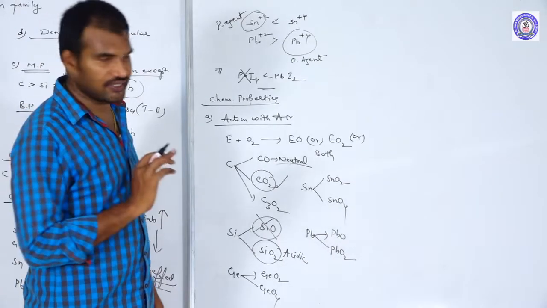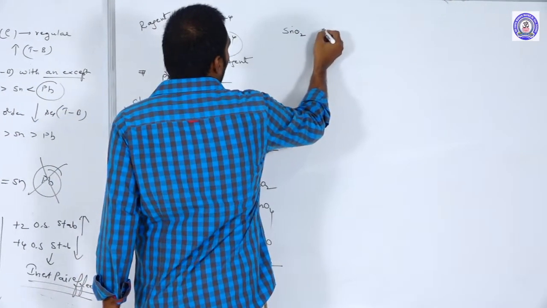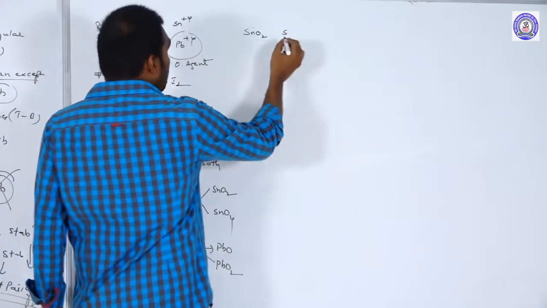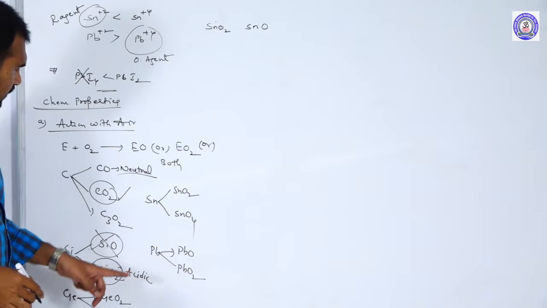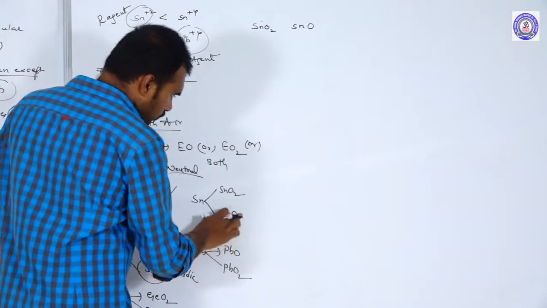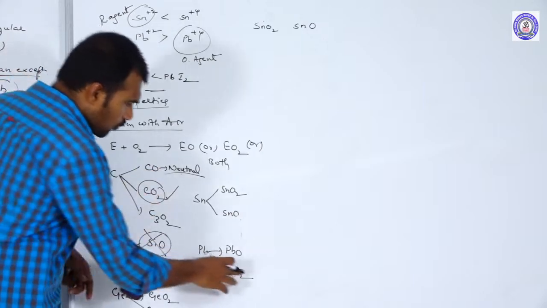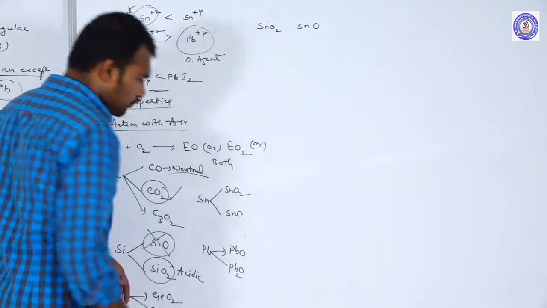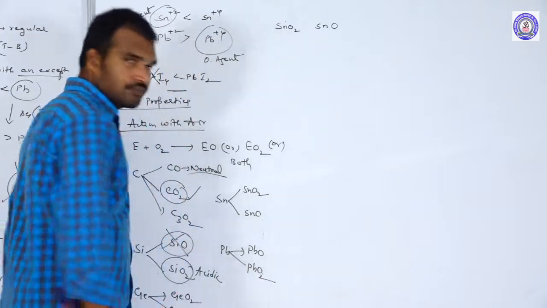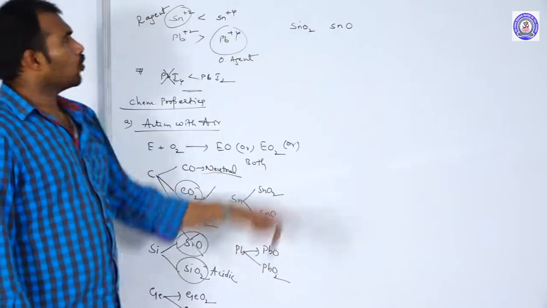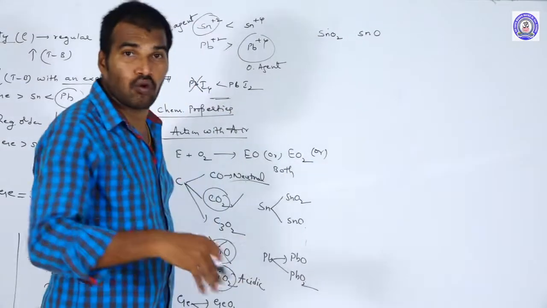comparing their oxidation state? For example, they have given SnO2 and SnO. SnO and SnO2, PbO and PbO2. Okay, now SnO2 and SnO. So in this case, which is more acidic?